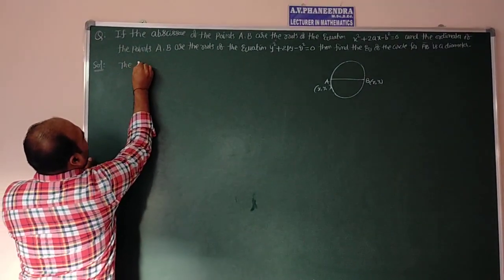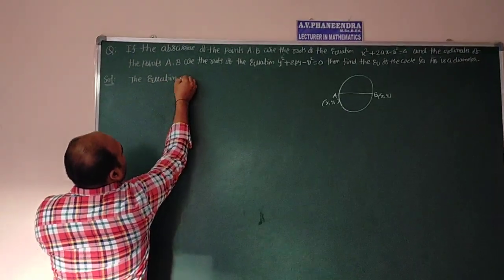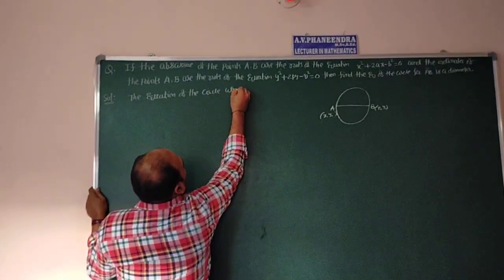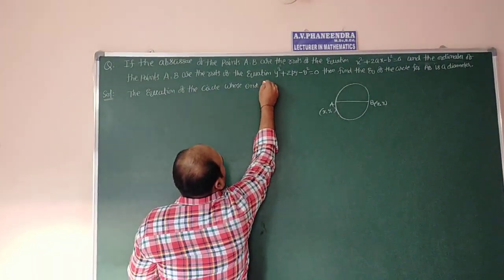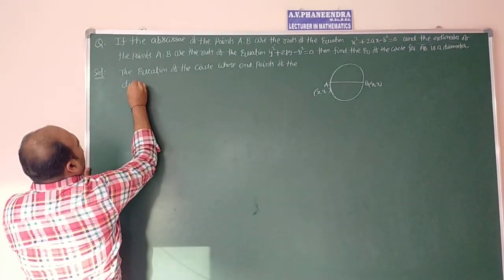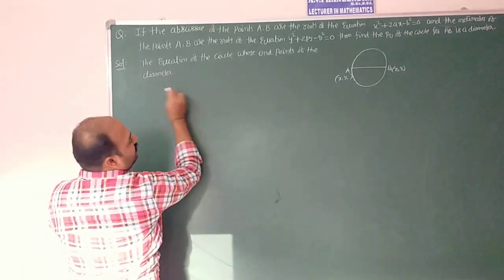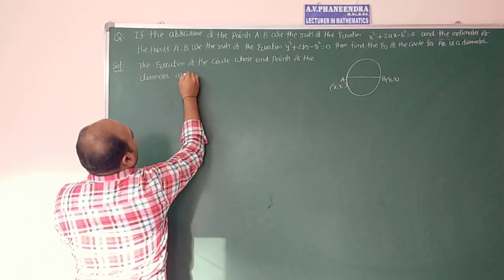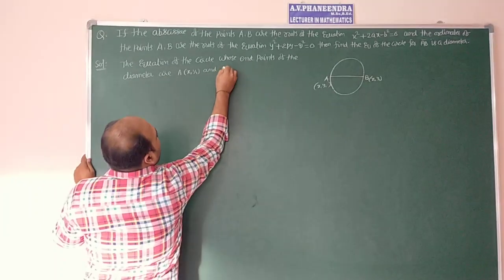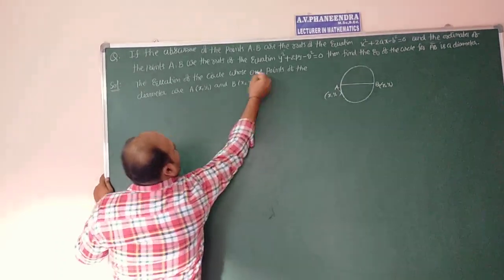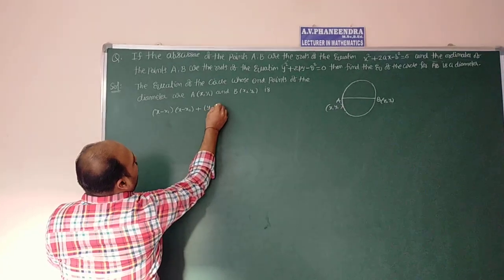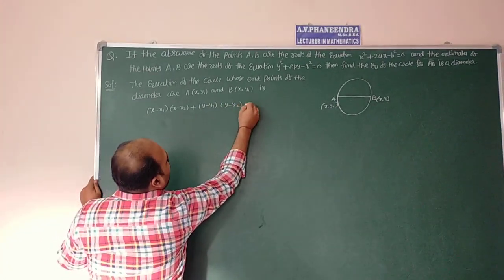The equation of the circle whose endpoints of the diameter are A(x1, y1) and B(x2, y2) is (x minus x1)(x minus x2) plus (y minus y1)(y minus y2) equal to 0.